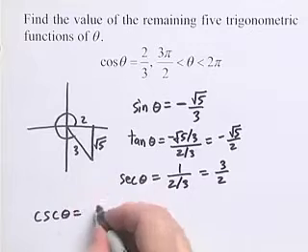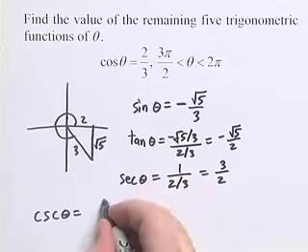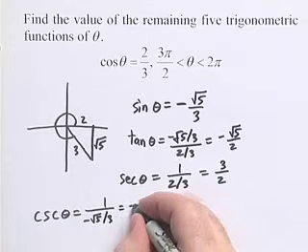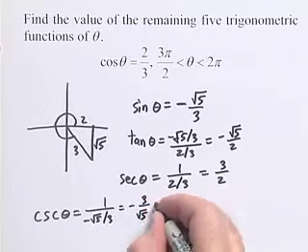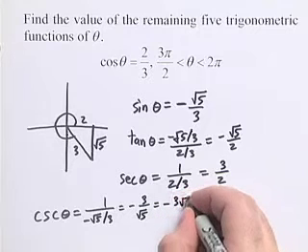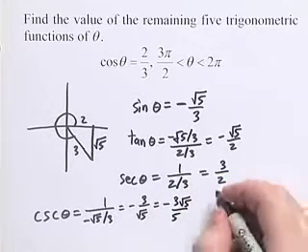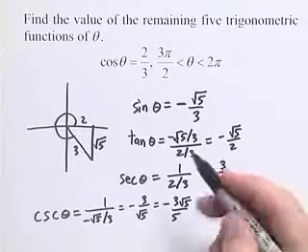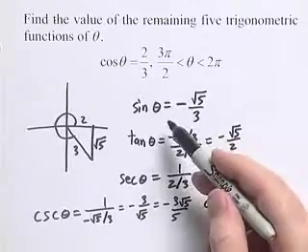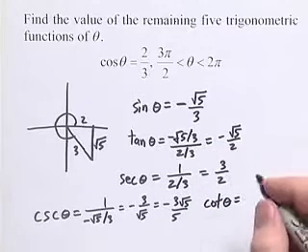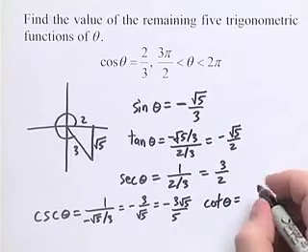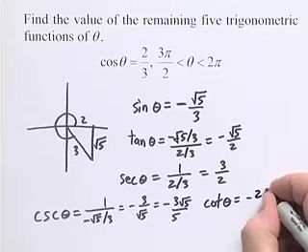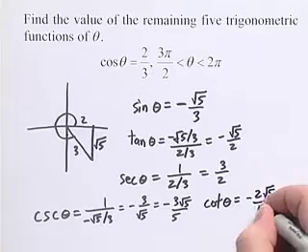Cosecant theta is 1 over sine theta, so we get 1 over negative root 5 over 3, so it's negative 3 over root 5, which is negative 3 root 5 over 5. And then lastly, cotangent of theta. Cotangent of theta will be the cosine over the sine, and if we put in those values, we'll get that cotangent of theta is negative 2 root 5 over 5.